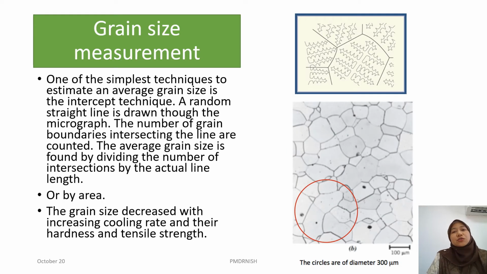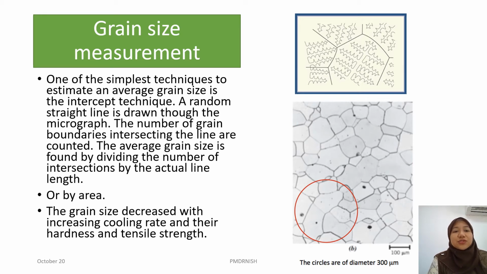Another way to determine the difference in properties between one weldment and another weldment is by measuring the grain size, if you can see the grain size clearly. One of the simplest techniques to estimate an average grain size is the intercept technique.